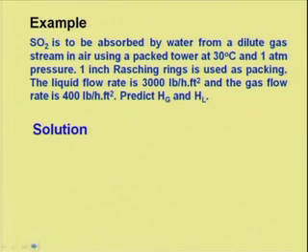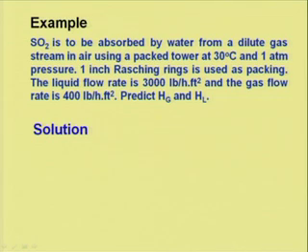Now, let us take a very simple example of how to calculate the height of transfer units Hg and HL. Sulfur dioxide is to be absorbed by water from a dilute gas stream in air using a packed tower at 30 degree centigrade and 1 atmosphere pressure. 1 inch Raschig rings are used as packing. The liquid flow rate is 3000 pound per hour feet square and the gas flow rate is 400 pound per hour feet square. Predict Hg and HL.